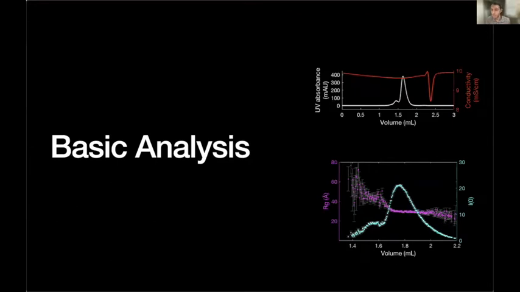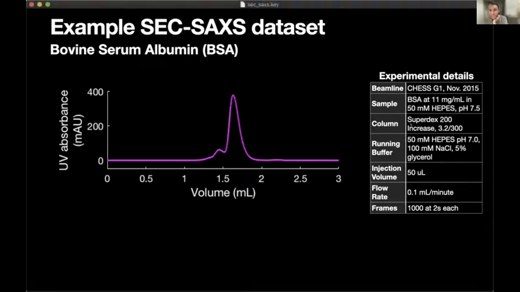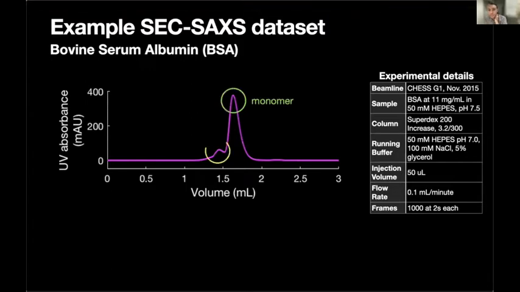So I'll show you some basic analysis, and I'll attempt to do this with a live demo as well. First, this is an example data set that I collected in 2015, a long time ago. I did something really silly, which is I took BSA powder, dissolved it in a random buffer, injected it and wondered what I would see. This is what the UV trace looks like from that BSA powder. You see a main peak, but you also see a shoulder on the left-hand side. The main peak is basically the BSA monomer. The shoulder is some kind of dimer, trimer mixture.